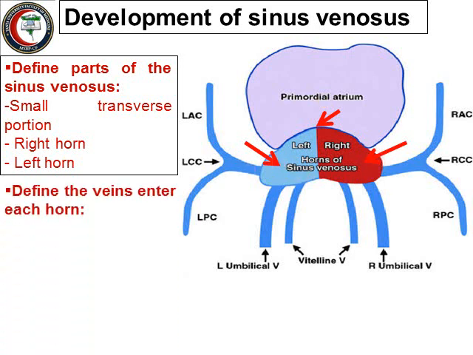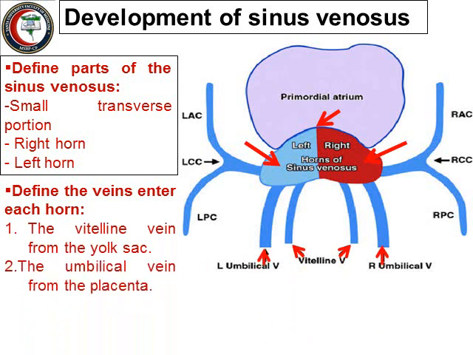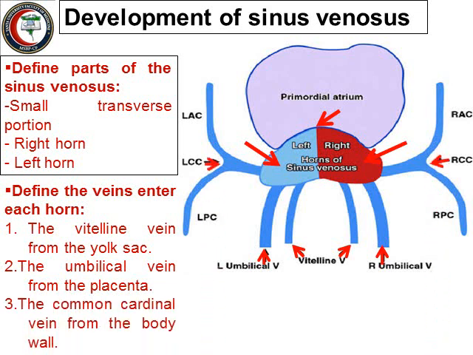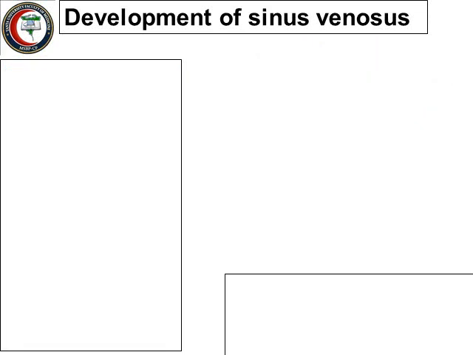Now three veins enter each horn. Number one, the vitelline vein from the yolk sac. Number two, the umbilical veins from the placenta, right and left umbilical veins. Number three, the common cardinal vein. They drain the body wall of the embryo. Thus, there are three veins that open into the horn of the sinus venosus: the vitelline vein from the yolk sac, the umbilical vein from the placenta, and the common cardinal vein, which drains the body wall of the embryo.